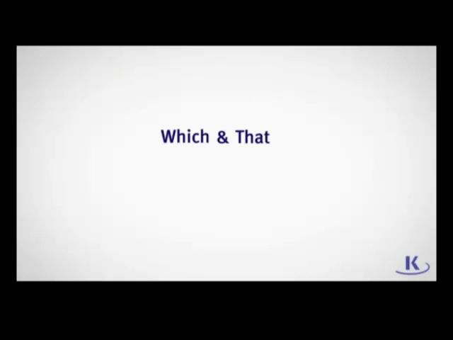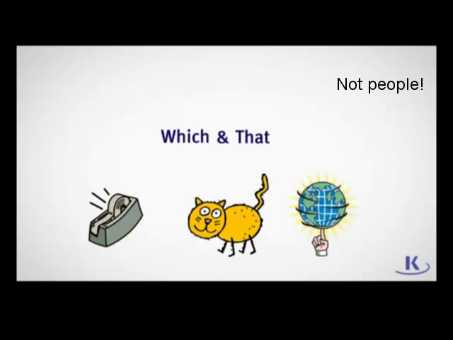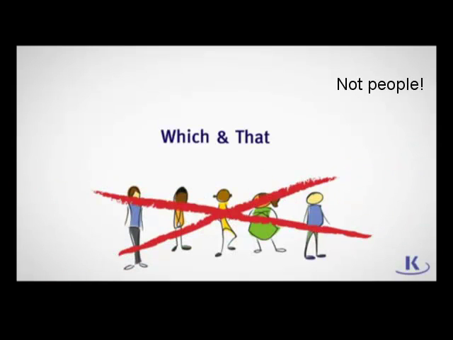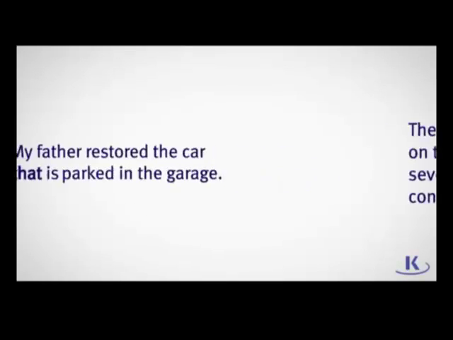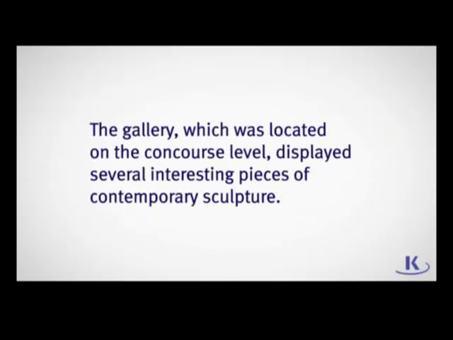The next word pair is which and that. These words are used to refer to objects, animals, and places. You cannot use these terms to refer to people. Consider this sentence. My father restored the car that is parked in the garage. Here is an example of which. The gallery, which was located on the concourse level, displayed several interesting pieces of contemporary sculpture.